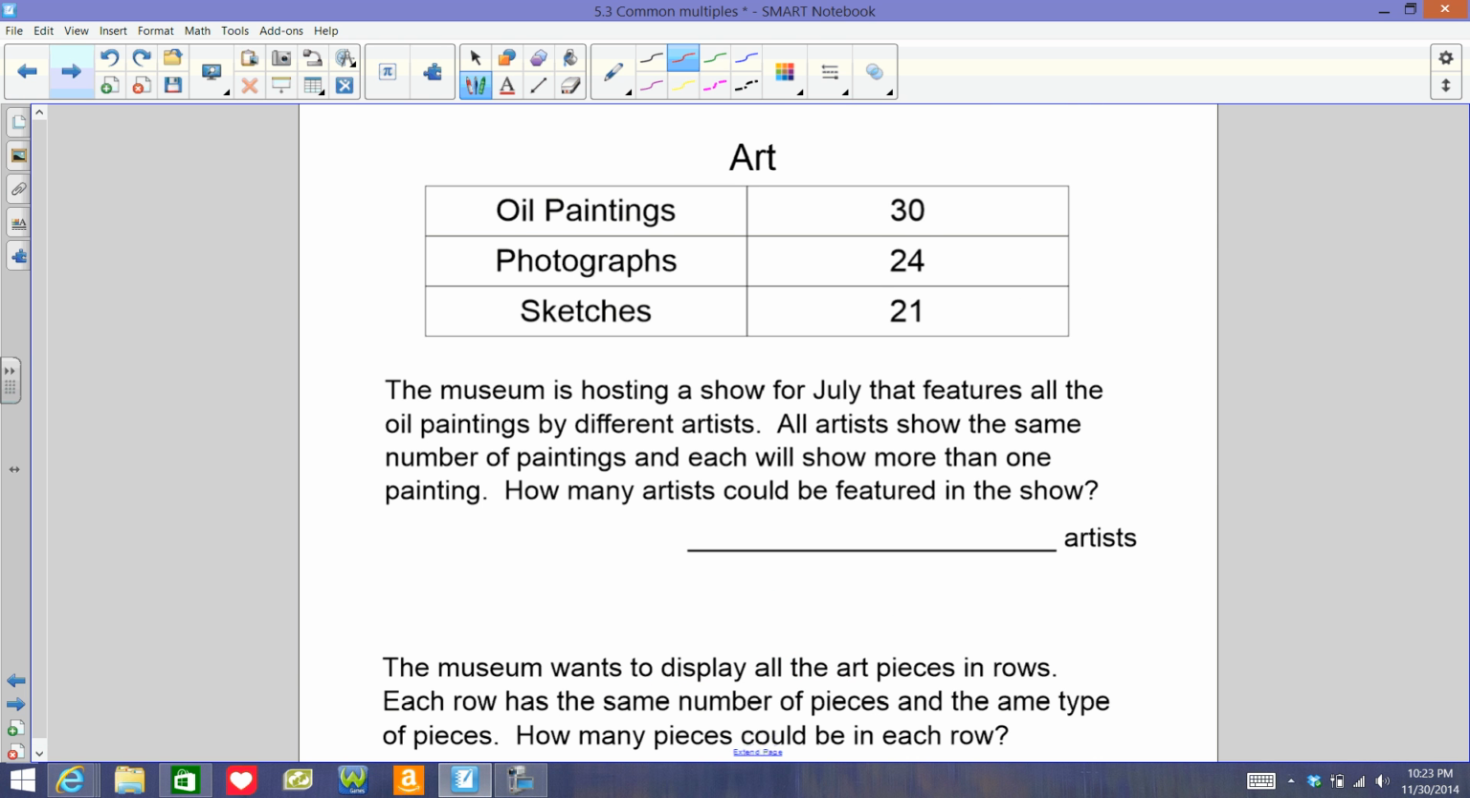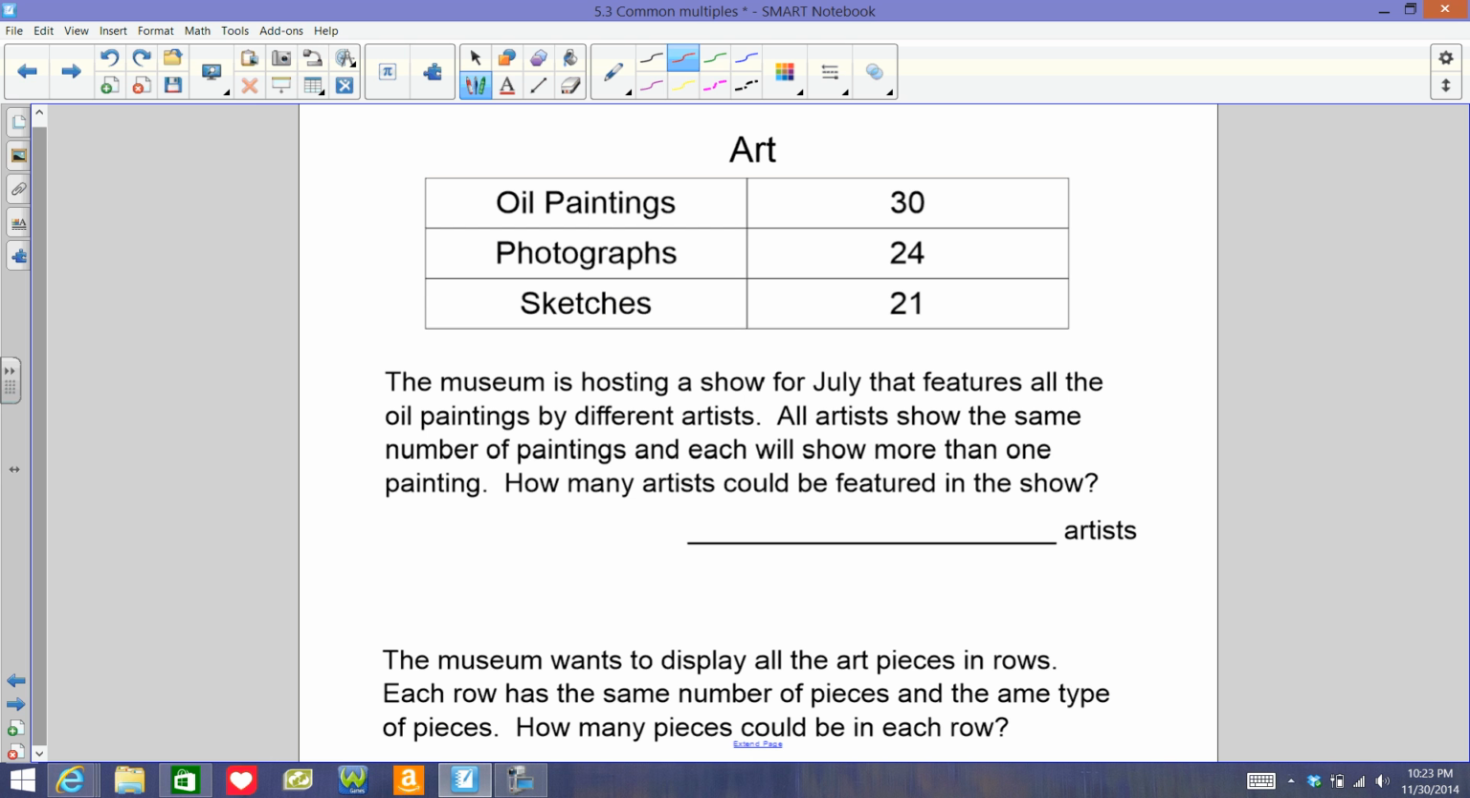All right, let's take a look at a test question. All right, so we have this table here, and it tells us that there's 30 oil paintings, 24 photographs, and 21 sketches. Now let's take a look at our problem. The museum is hosting a show for July that features all the oil paintings by different artists. All artists show the same number of paintings, and each show will show more than one painting. How many artists could be featured in the show?